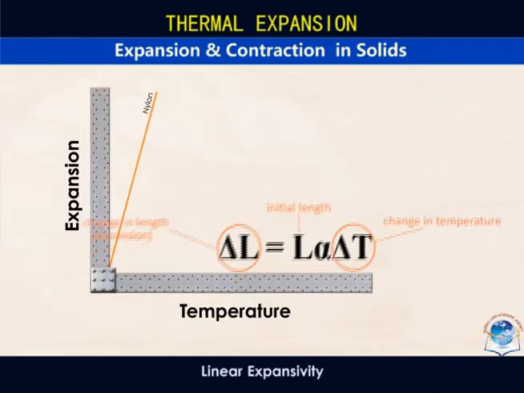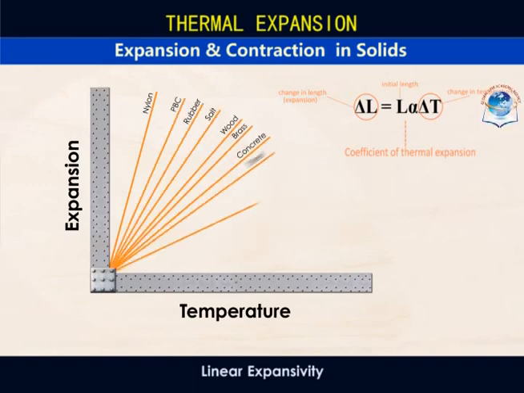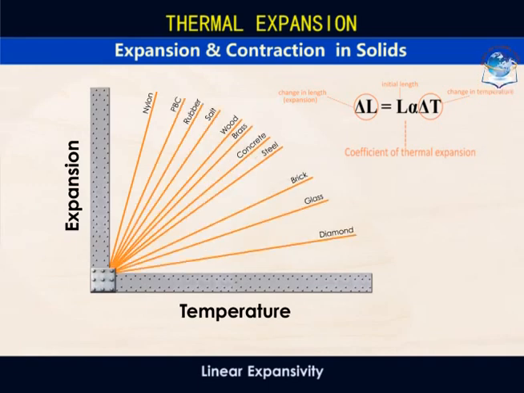A graph of expansion against temperature is a straight line, and the gradient of that line is the coefficient of expansion or expansivity of the material. This expansivity is different for different materials, and that is what makes them expand at different rates.